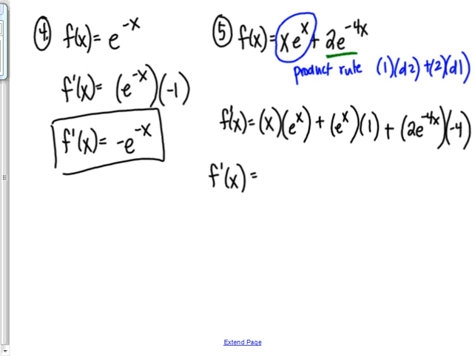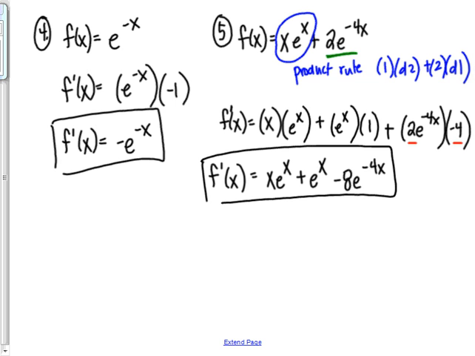Let's clean that up. So I would get x e to the x plus e to the x. All right, now if I multiply the 2 and the negative 4, I get a negative 8 e to the negative 4x. Okay, so always watch for that x being in front. All right, so let's do one more of those.